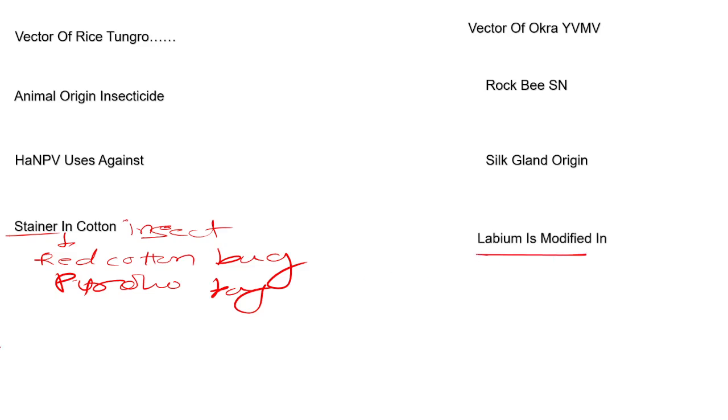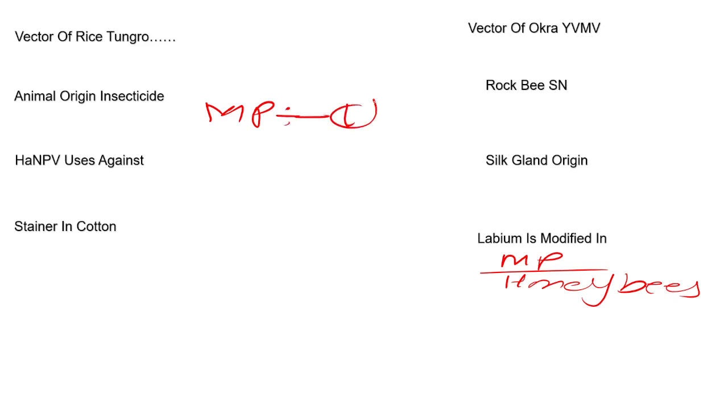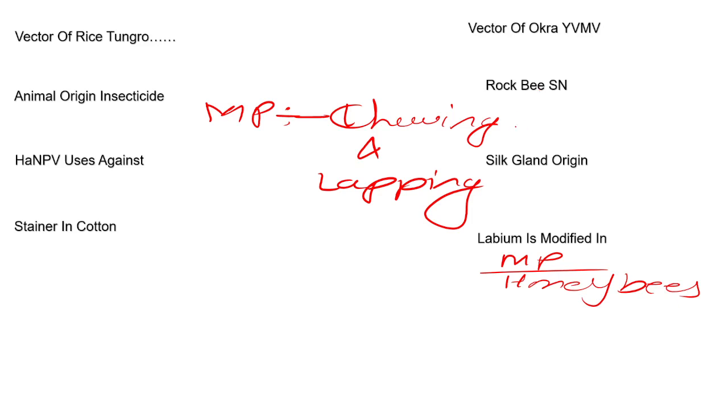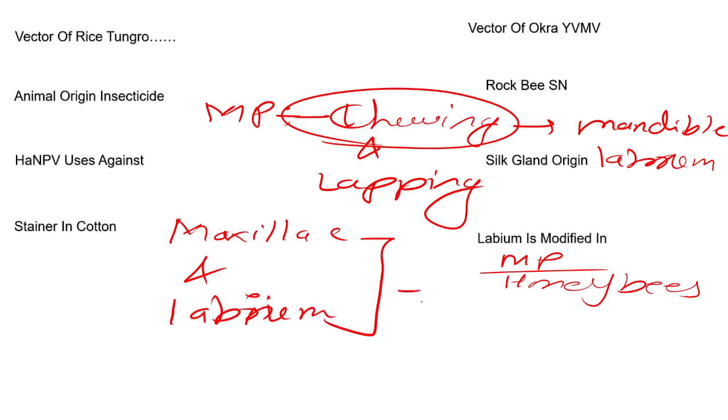Next question is labium is modified in. Labium is a part of mouth part, and it is modified in honeybees. In honeybee, we all know that chewing and lapping type of mouth part is found. In this, mandible and labrum are used for chewing type, and there is no modification, but modification occurs in maxillae and labium.